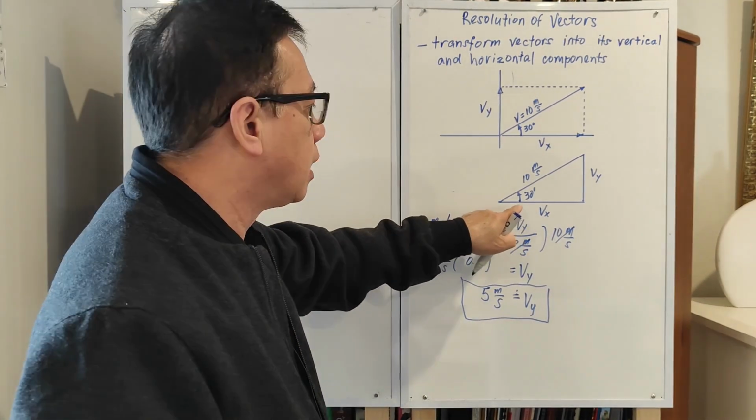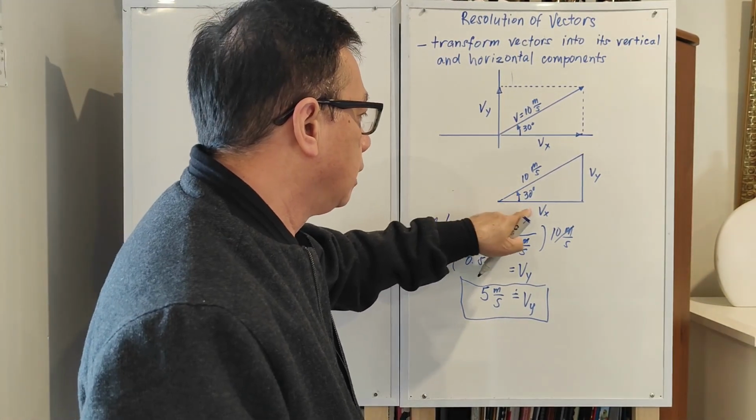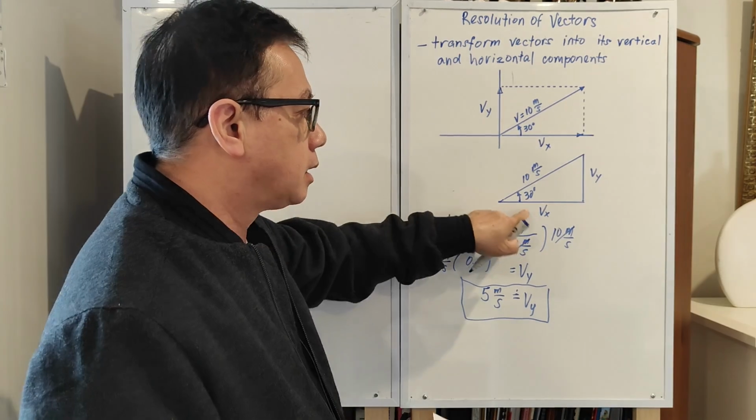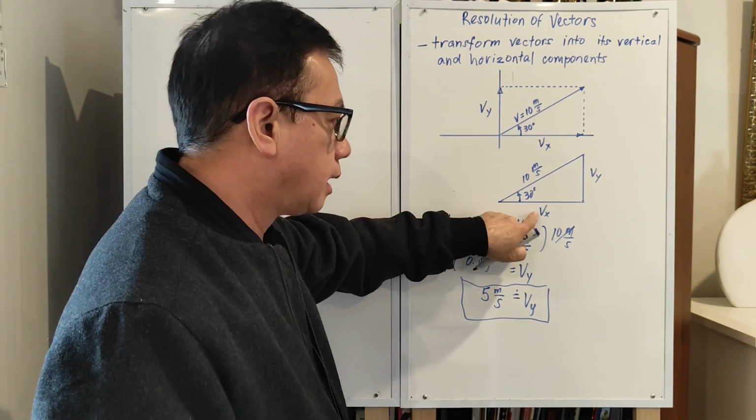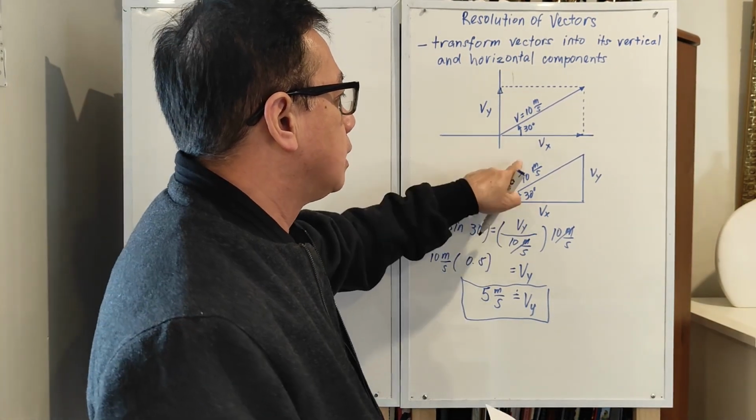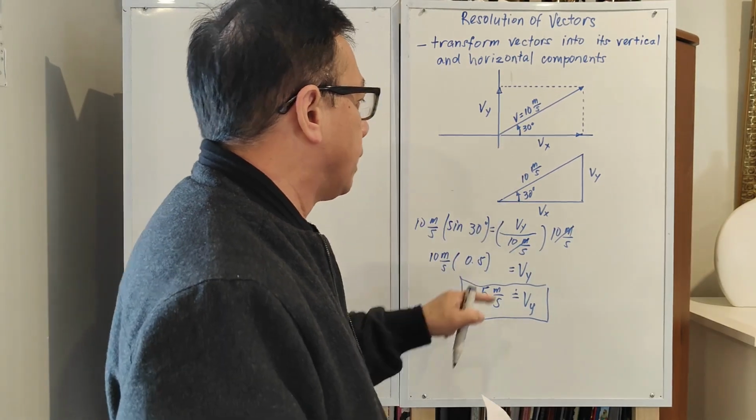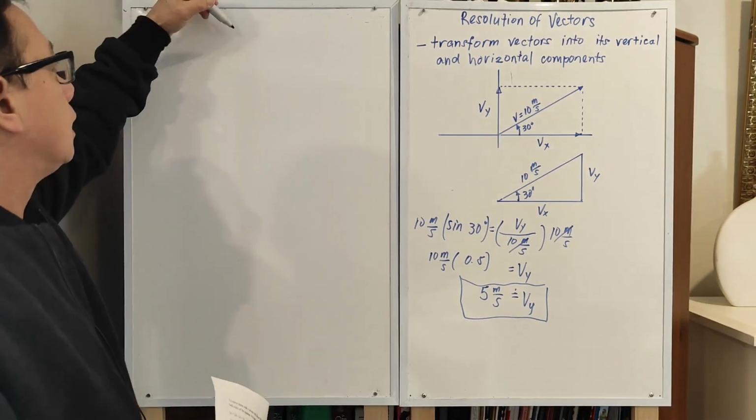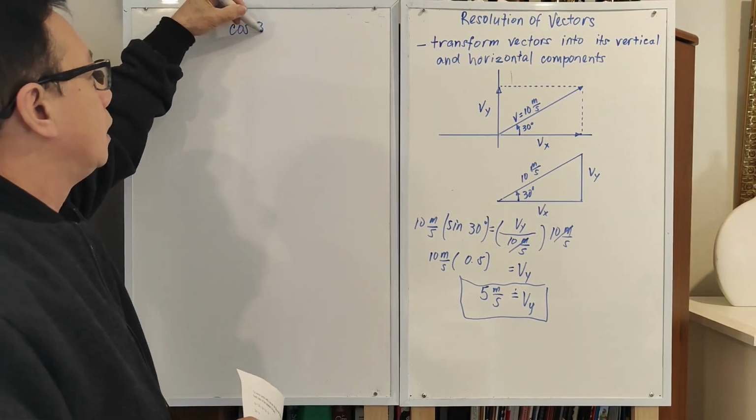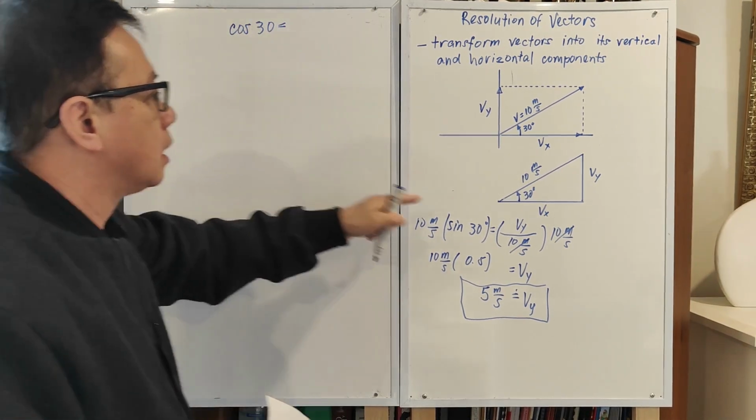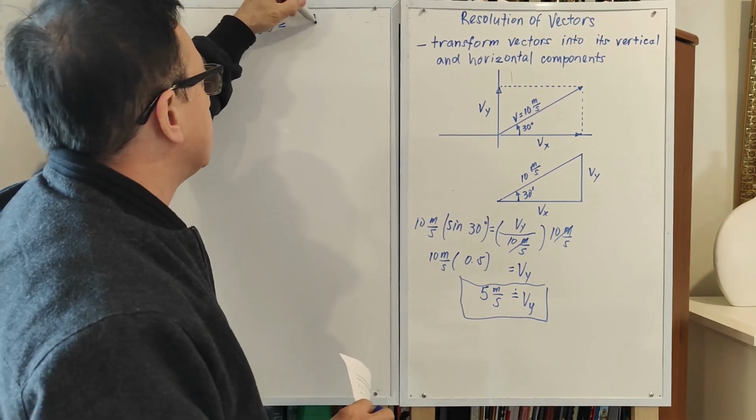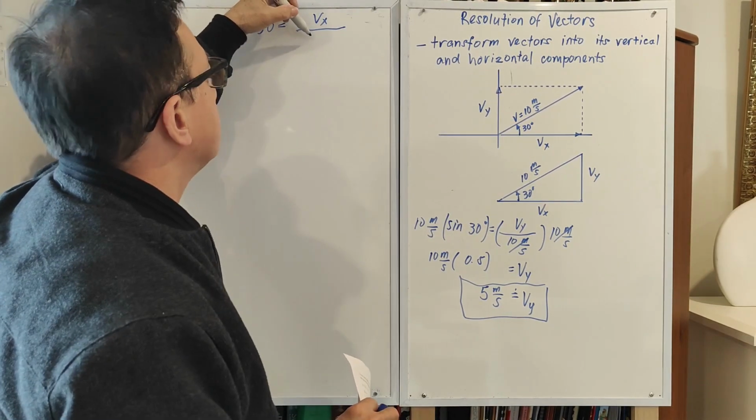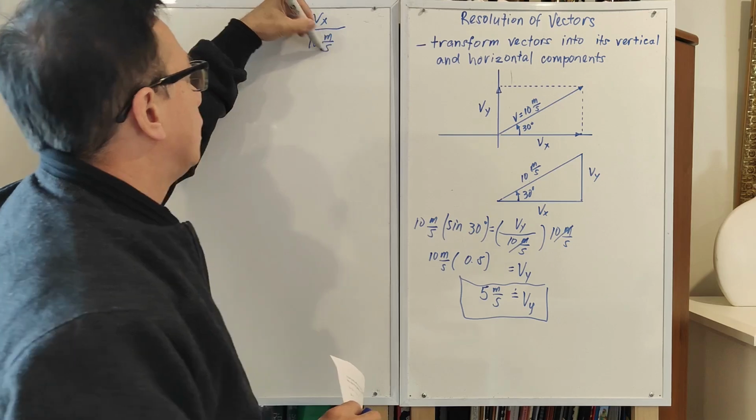From what we can see in the triangle, if this is your angle, this is the side adjacent to the angle, and this is still your hypotenuse. So adjacent over hypotenuse is cosine. So let's say cosine of 30 is equal to adjacent Vx over hypotenuse 10 meters per second.